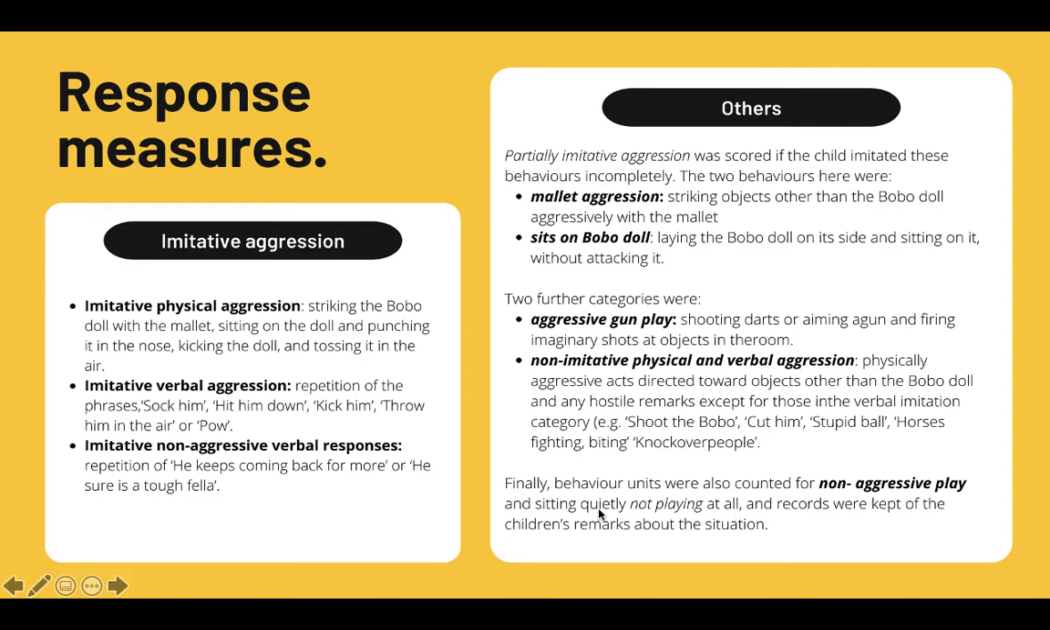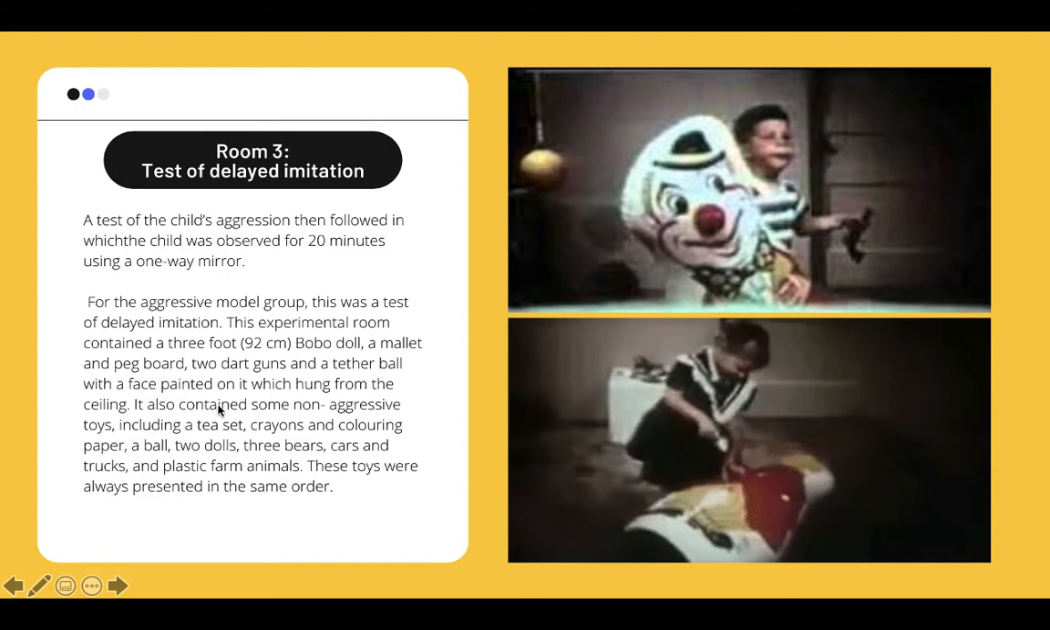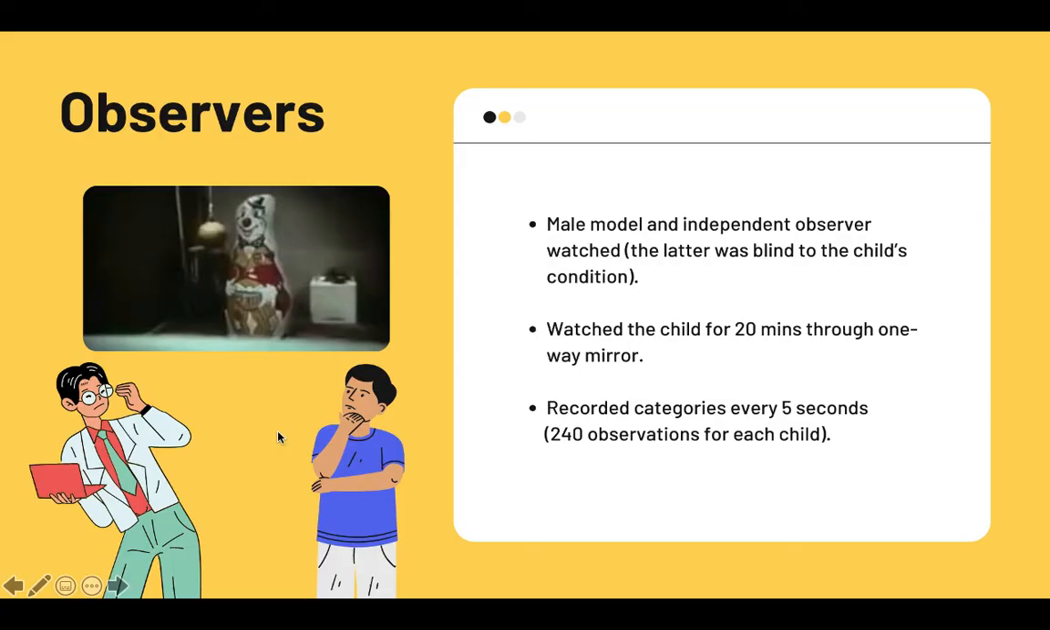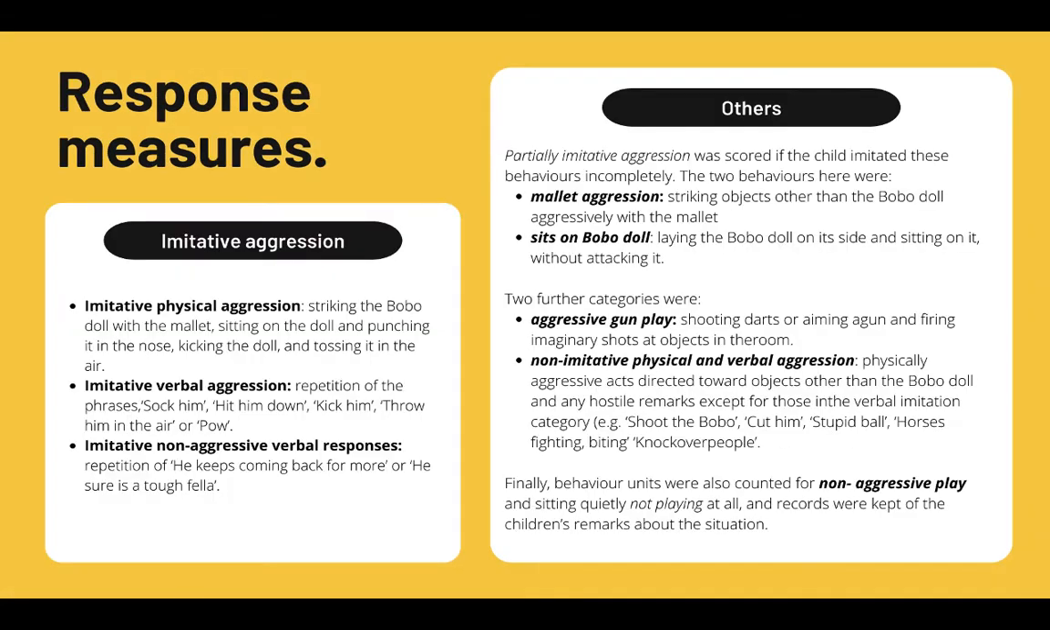Okay, finally, behavior units were also counted for non-aggressive play and sitting quietly, not playing at all, and records were kept of the children's remarks about the situation. So not only do they measure the aggressive and non-aggressive responses, the physical and verbal aggression, they're also going to check for non-aggressive play, what were the things in the room, whether they were playing a tea set, crayons. Okay, so these are non-aggressive behavior. So they will also record that.